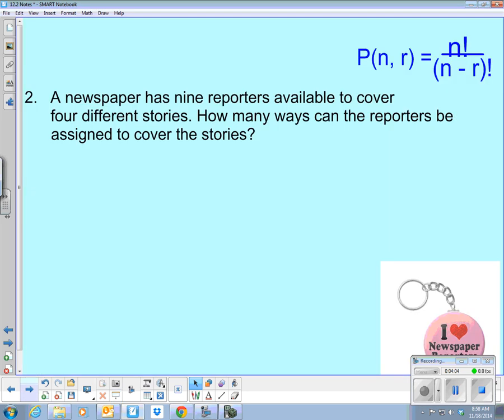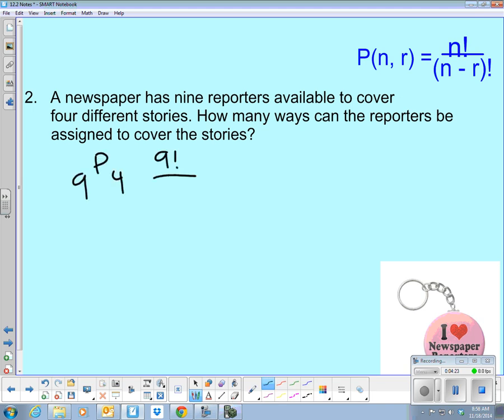So the newspaper has 9 reporters available to cover 4 different stories. How many ways can the reporters be assigned to cover the stories? So you've got the same kind of situation. It matters who goes to what story. So mathematically, it's going to be 9 pick 4.